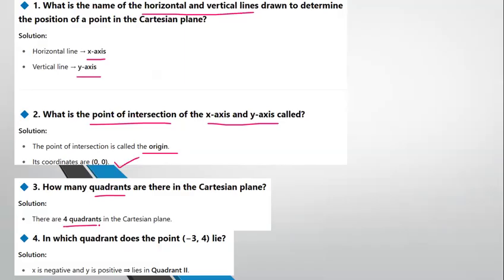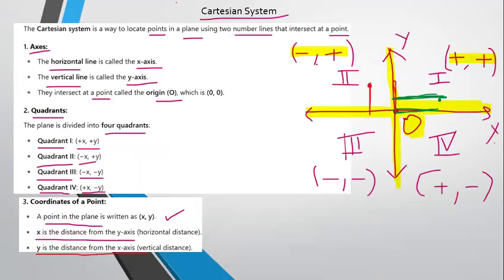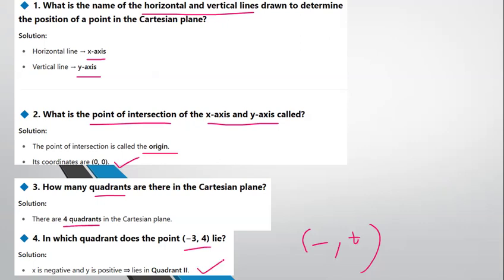So we have 4 quadrants. In which quadrant does the point (-3, 4) lie? Now here it means the sign of x is minus and the sign of y is positive. So we have minus plus. Here we can see minus plus is in the second quadrant. So the point will lie in the second quadrant.